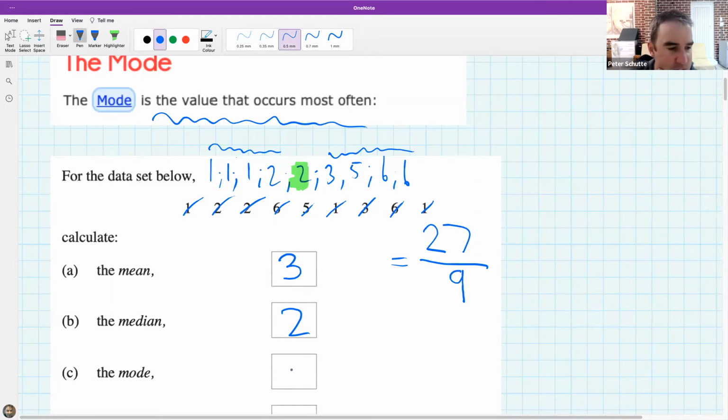But before I do that, let me just check what the mode is. What's the mode? It's the one that occurs the most often. And I see lots of ones. And so the answer for the mode will be 1.